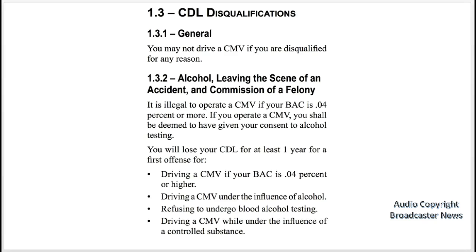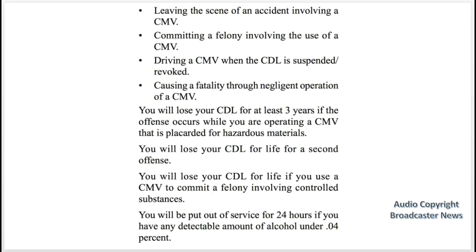of 0.04% or higher, driving a vehicle under the influence of alcohol, refusing to undergo a blood test, driving a vehicle while under the influence of a controlled substance, leaving the scene of an accident, committing a felony involving the vehicle, driving the vehicle when the CDL is suspended or revoked, or causing a fatality through negligent operation of the vehicle.